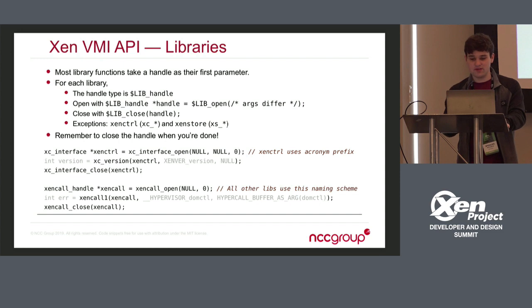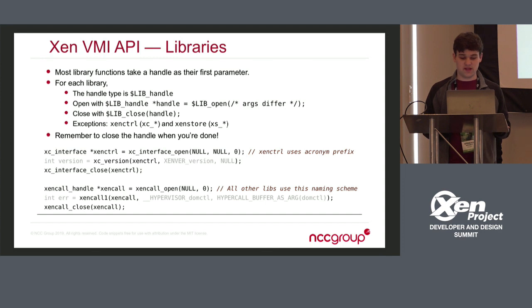One thing worth noting about libraries, though, is that they all have a handle associated with them, and you need the handle to use the library. The handle is always going to be of type library name _ handle, and you get a pointer to such a handle via library name _ open, with args that will differ based on the exact library. Once you have that handle pointer, you pass it as the first argument to every function in that library. Then once you're done using the library, generally at program close, you run library name _ close and pass it the handle, and that will release the handle.